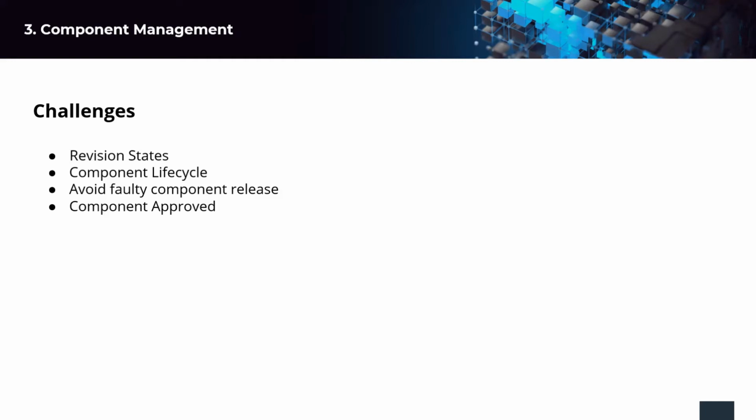Then there was also faulty component release. We were not able to identify it based on the component placement in your board. Then component approval: the component should be approved before you place it in your PCB board, based on the status like draft state, obsolete state, design state, or release state. So we need to have approval from a higher official.